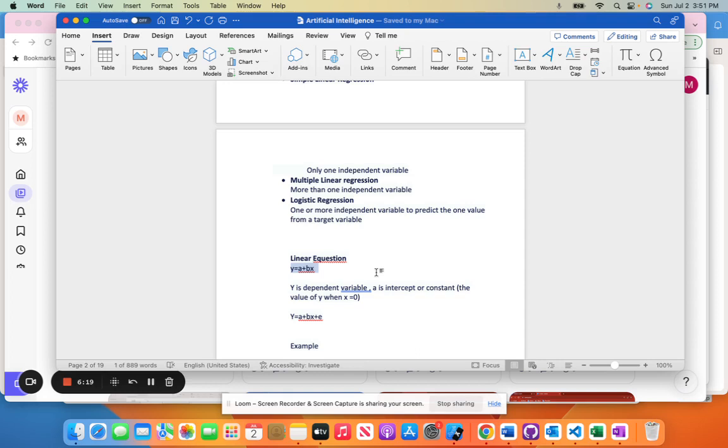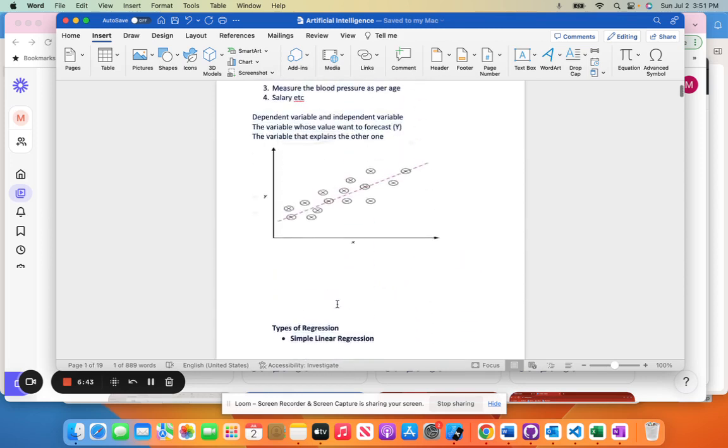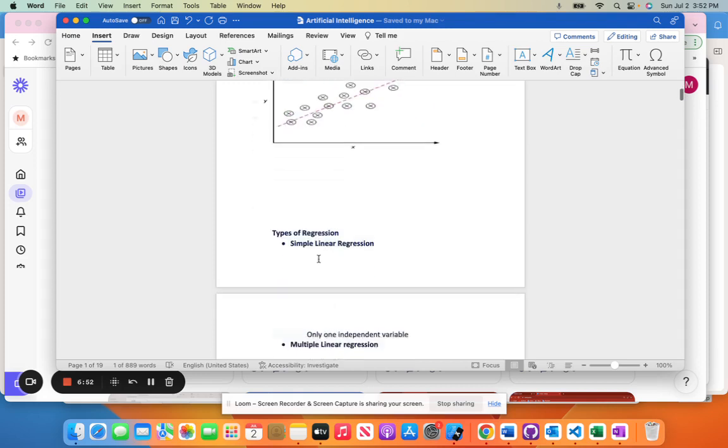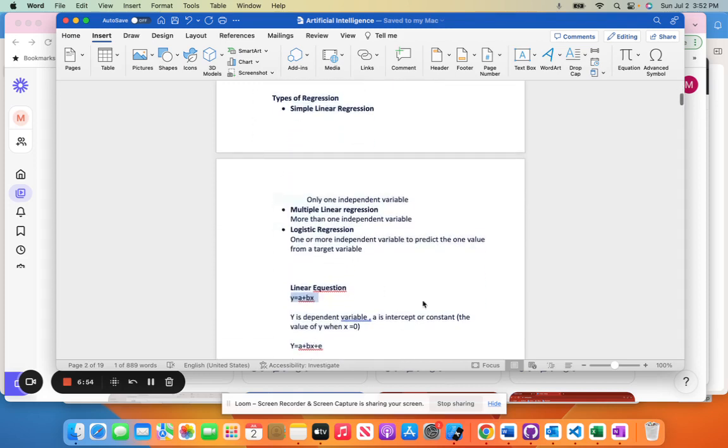Like you can use y is equal to s plus bx, or you can use m plus bx. It totally depends on you. And y is the dependent variable, and a is the intercept or a constant value, the value of y when x is 0. So what does this mean? When we draw a line, the starting point of our x and y is called the intercept, I mean the starting point of the line.